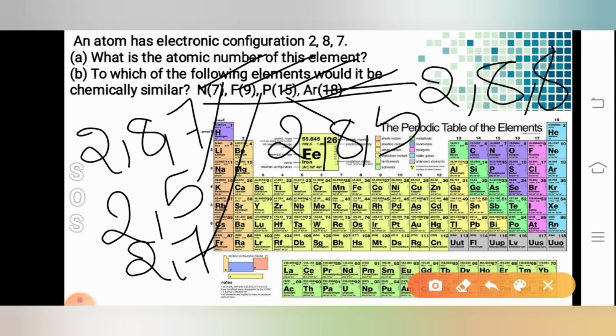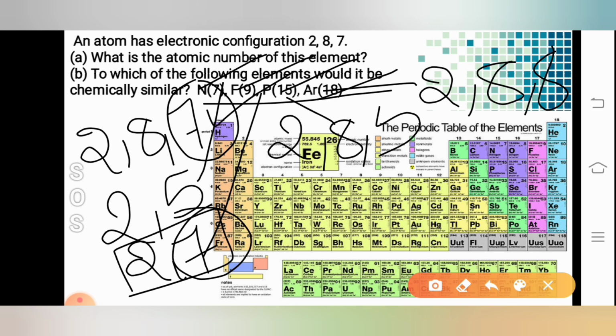Now look at all the 4 elements and their chemical properties. Fluorine has 7 electrons on its outermost orbit. Similarly, the element chlorine also has 7 electrons on its outermost orbit. Now the answer to which of the following elements it would be chemically similar is fluorine. Fluorine and chlorine have 7 electrons on their outermost orbit. It is very simple. Again, if you look at fluorine and chlorine, they are also present in the same group. Clear?